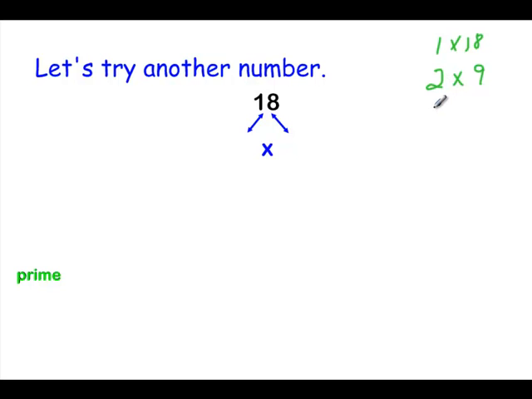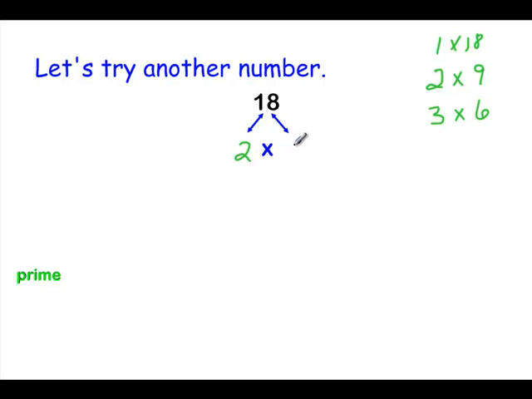How about 3? Yes, 3 works. 3 times 6. Does 4 work? No. 5? No. And look, we're back to 6. Once you get back to one of those numbers you've already used, you know you're done. Let's do 2 times 9.